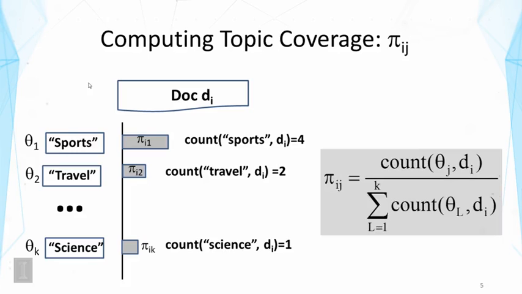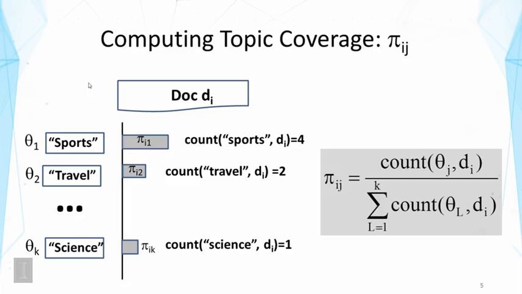So in general, the formula would be to collect the counts of all the terms that represent the topics and then simply normalize them so that the coverage of each topic in the document would add to 1. And this forms a distribution over the topics for the document to characterize coverage of different topics in the document.